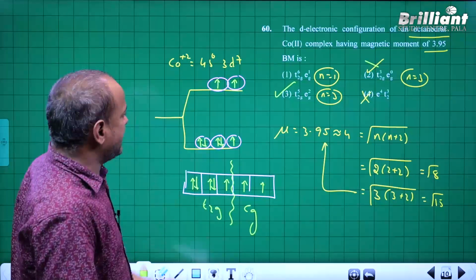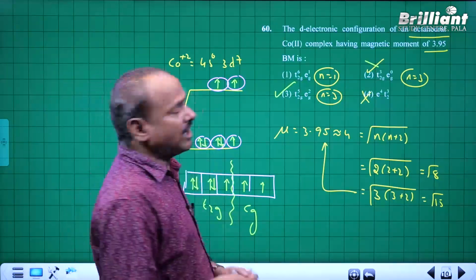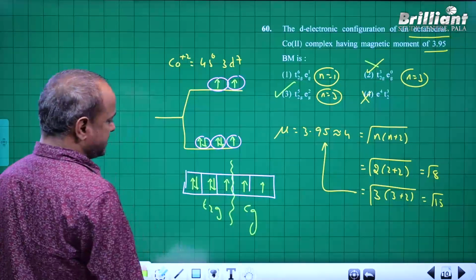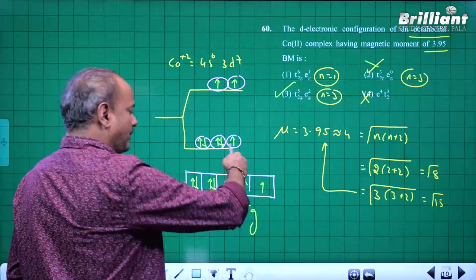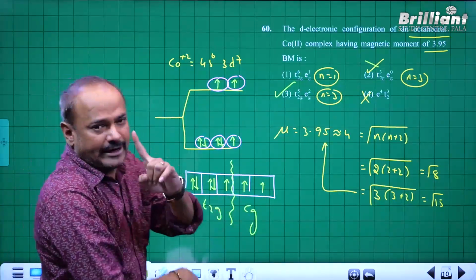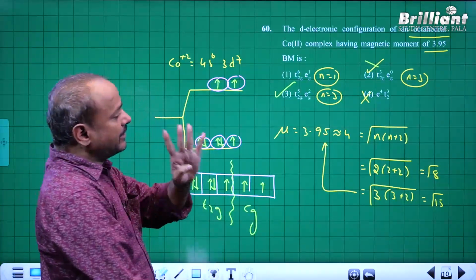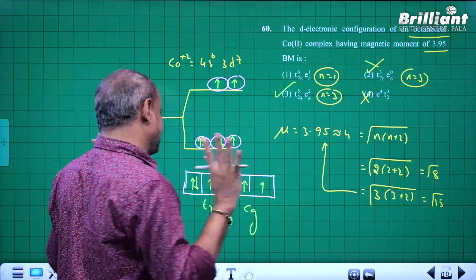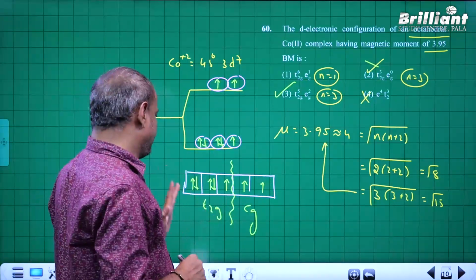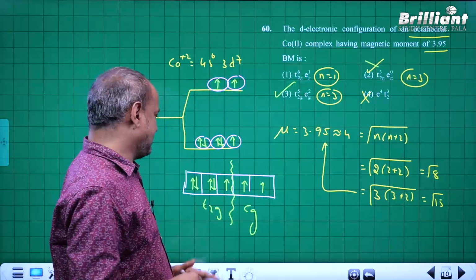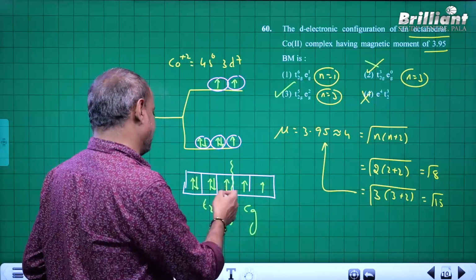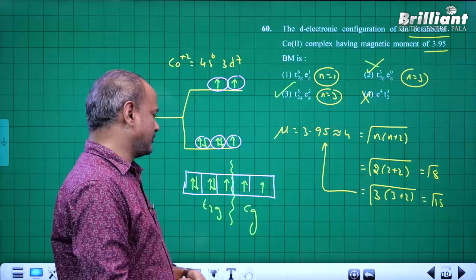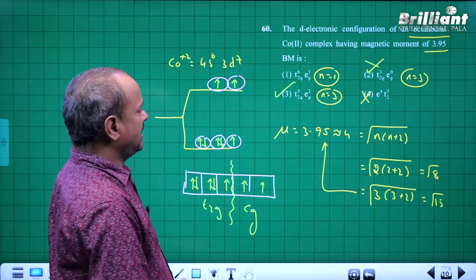So how to produce 3 unpaired electrons? Suppose you take a strong field ligand. What happens here? Strong field means 1 electron goes to pairing here. Then only 1 unpaired electron. But we want 3 unpaired. That's why it is taken as a weak field ligand effect only, as the parent configuration 3d7. 1, 2, 3, 4, 5, 6, 7. So here 1 unpaired, here 2 unpaired, totally 3 unpaired electrons. Option 3 is correct.